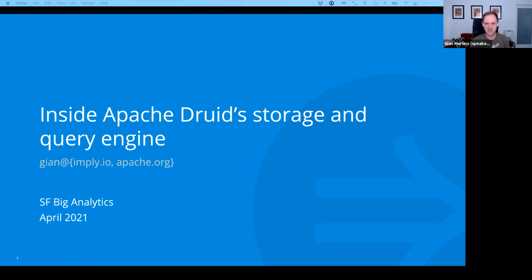So for those of you that are interested in the internals of a database and how a system like this works on the inside, you're in the right place. And if that is not what you're here for, then I'm sorry, but that's what you're going to get.